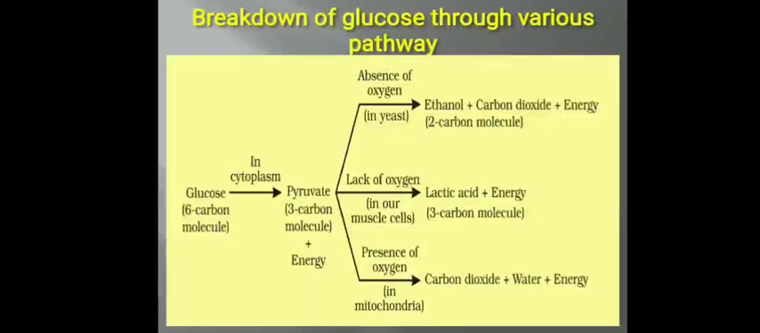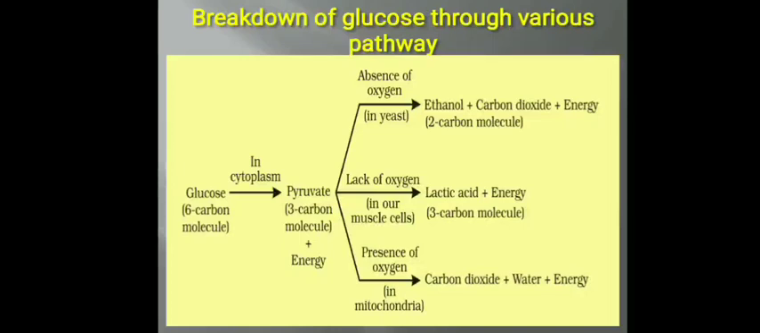Pyruvate now has to go to different parts of the cells. In case of yeast, it breaks down into ethanol, carbon dioxide and energy, that is 2. Ethanol is a 2 carbon molecule. It can also go to the muscle cells where it breaks down into lactic acid, which is a 3 carbon molecule, and energy. But in our body cells, in the mitochondria, it goes to carbon dioxide, water and energy.